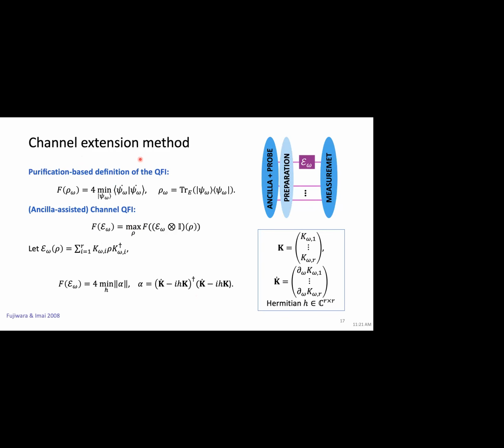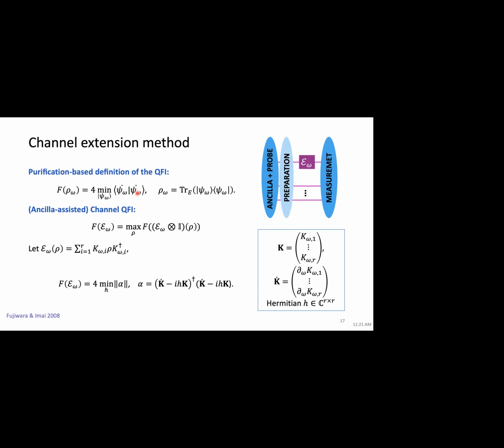Basically, we first study the quantum Fisher information of a single quantum channel. Suppose we have a single quantum channel, and we also assume we have some ancilla here, and we want to optimize the Fisher information given a single quantum channel. And that is a relatively easier task.